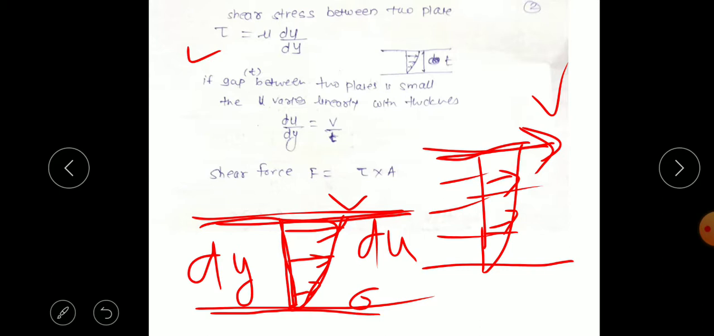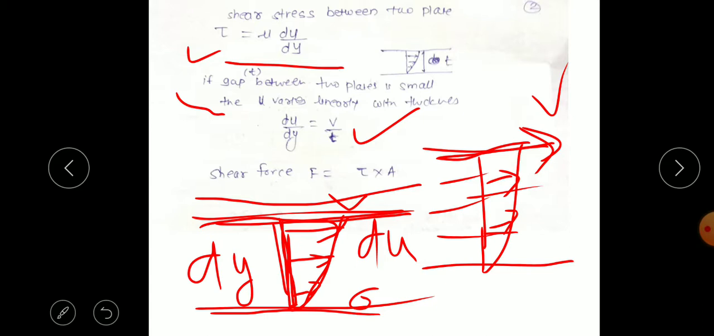Acting on shear stress produced will be tau is equal to mu du by dy. So du by dy is the velocity gradient. If the gap between these two plates is very small, we can consider the variation is linear. So du by dy will be v by t.